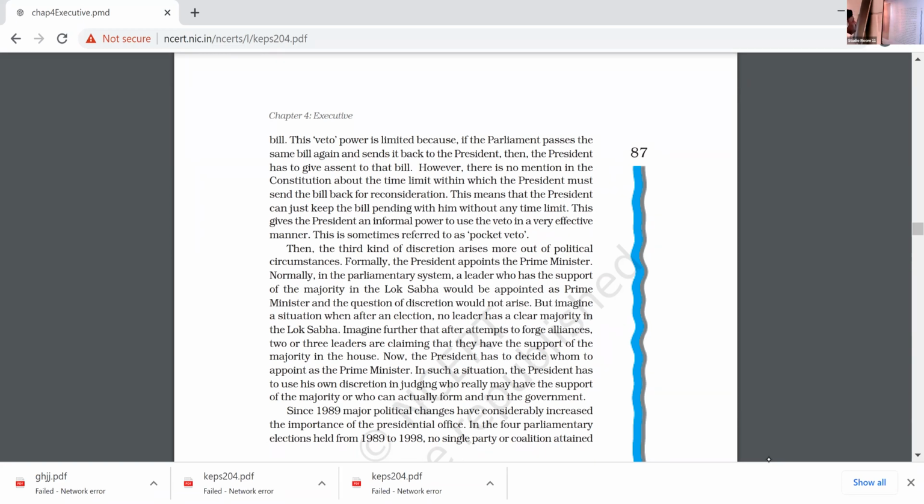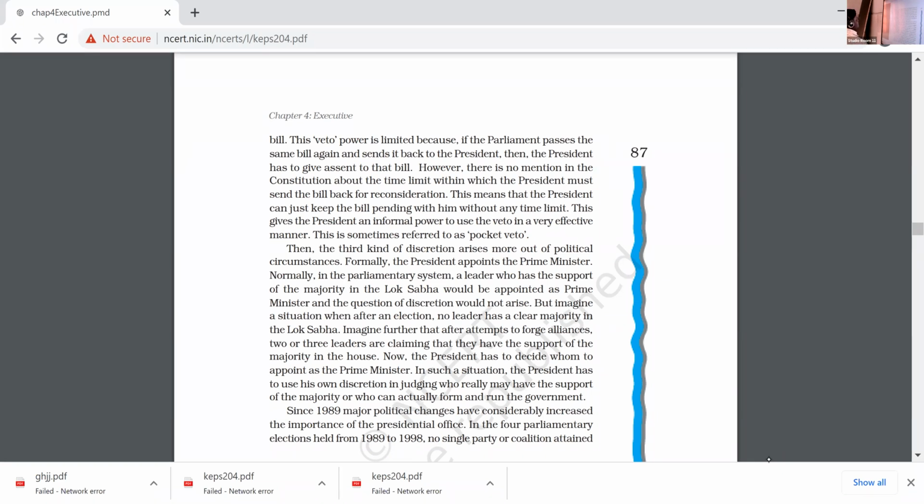This means that the president can just keep the bill pending with him without any time limit. This gives the president an informal power to use the veto in a very effective manner. This is sometimes referred to as a pocket veto. Sometimes the president can keep the bill with him without taking any decision or giving any assent. So that kind of veto power is basically termed as pocket veto.